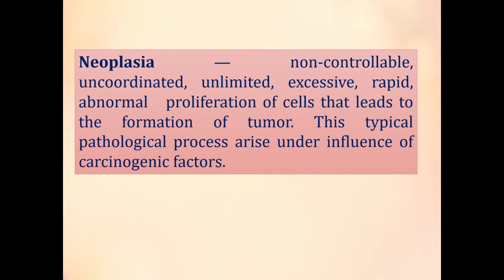And now, neoplasia. Neoplasia is unlimited, excessive, rapid, abnormal proliferation of cells that leads to the formation of the tumor mass. This process arises under the influence of carcinogenic factors. Neoplasia is a typical pathological process that cannot be regulated by mechanisms of the body and is characterized by unlimited cell proliferation, which leads to the development of tumor. The formation of the tumor tissue is characterized by disturbance in the genetic control of the cell cycle due to the action of various oncogenic factors.